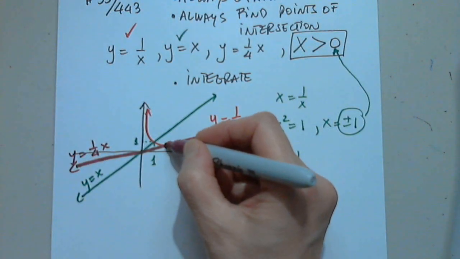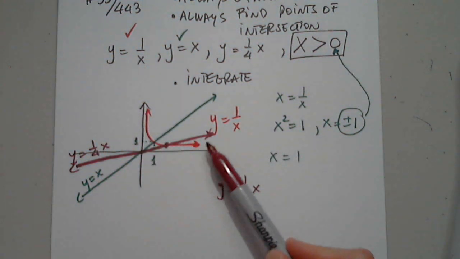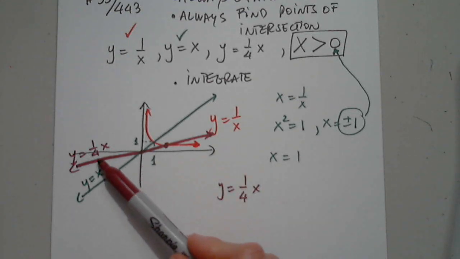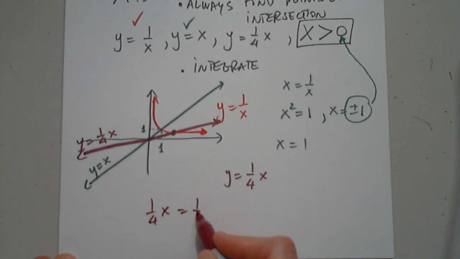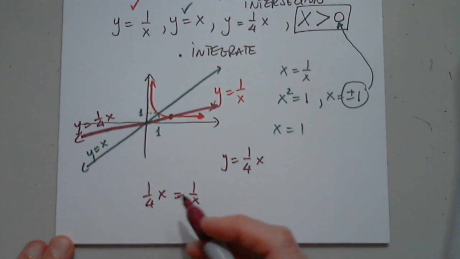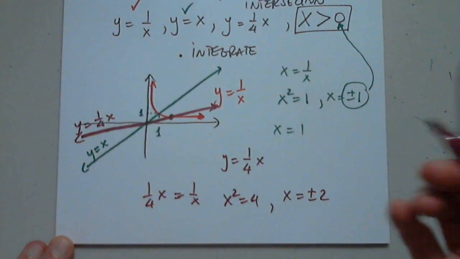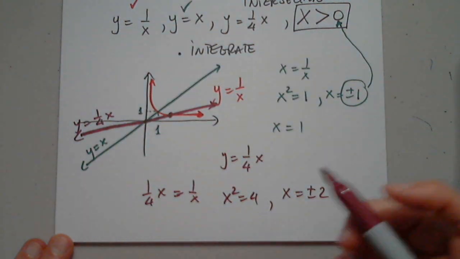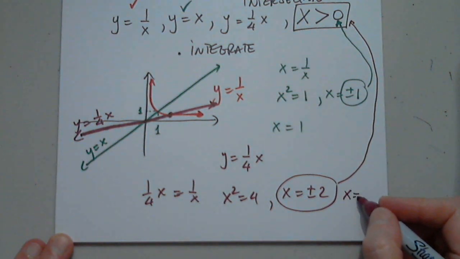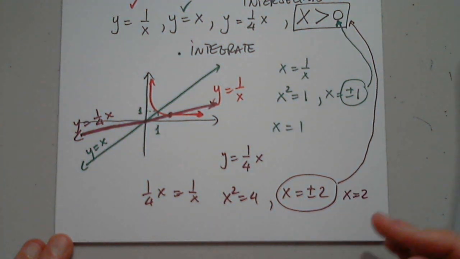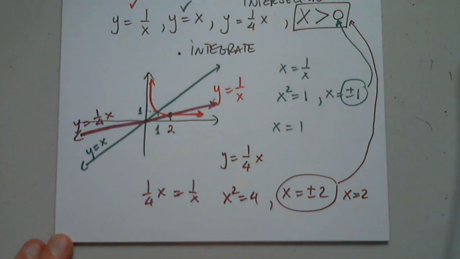The other point of intersection that needs to be determined is between 1 over x and y equals 1/4 x. So I'm going to set these two equal to each other. Again, I cross multiply and I get x squared equals 4. In the same way, I get plus or minus 2, either taking square roots or factoring. Well, I have the same problem. I have to choose only x equals 2 because of the given condition in the problem. So then we already know that this is 2.